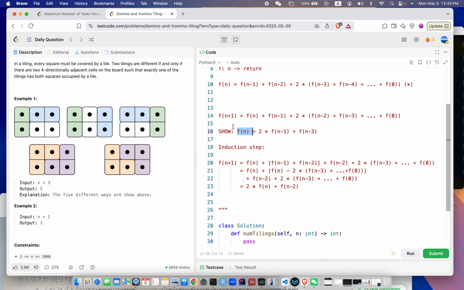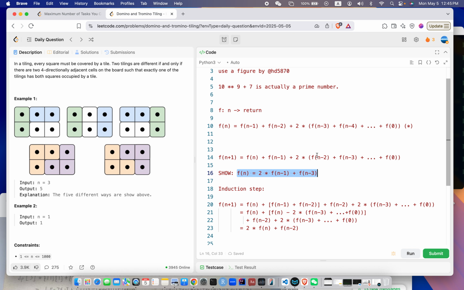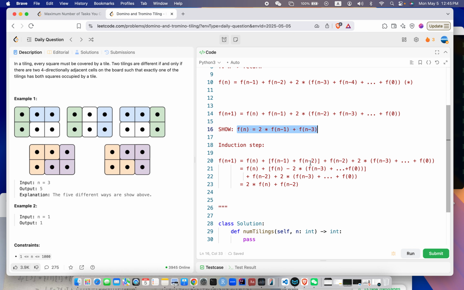So here we can assume this holds up to n, right? And then we show this holds for n plus 1. So this is the mathematical induction. It's also known as the second induction method.